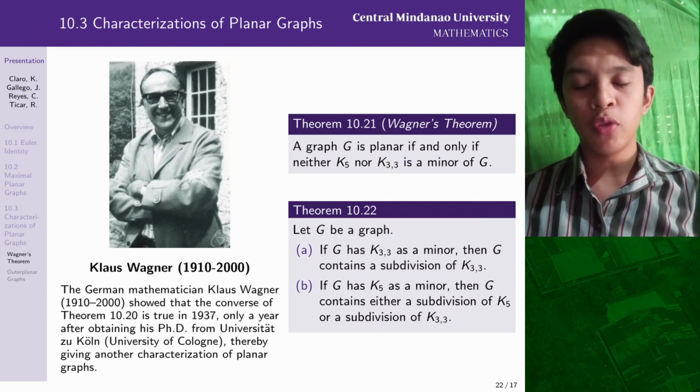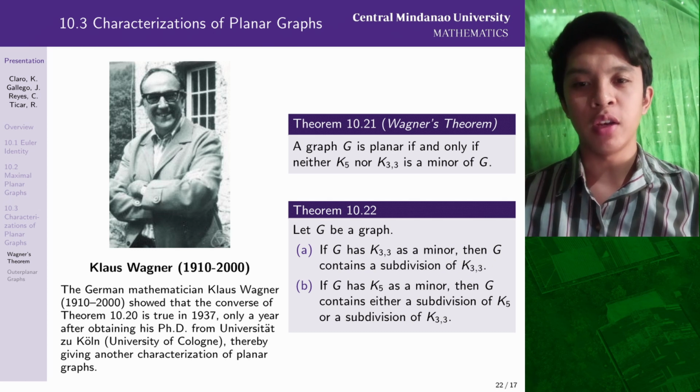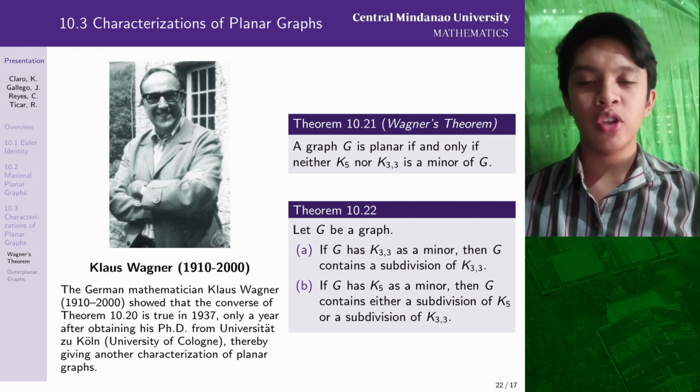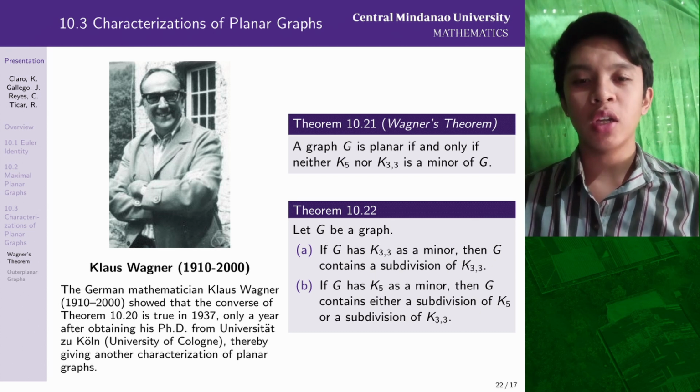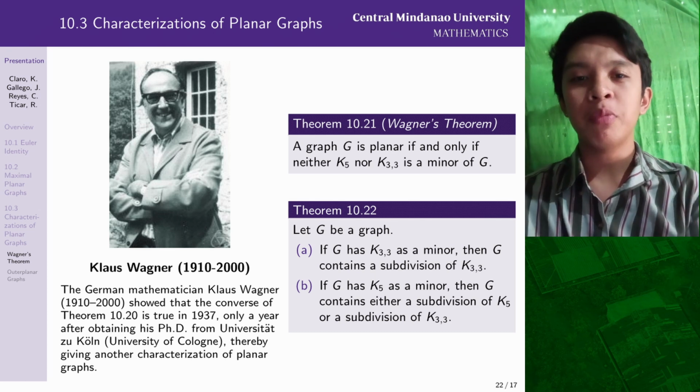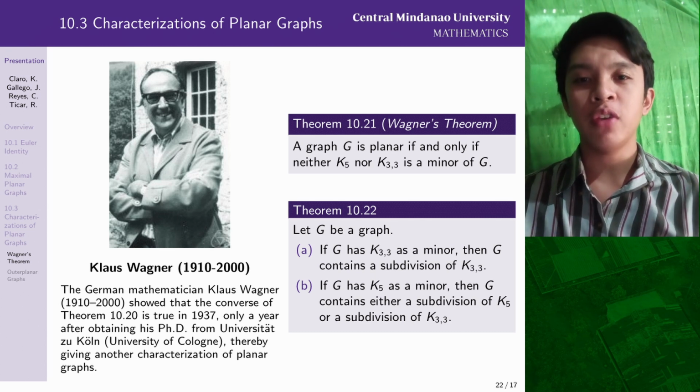And now let's move on to our next topic. The German mathematician Klaus Wagner showed that the converse of Theorem 10.20 is true in 1937, only a year after obtaining his PhD, thereby giving another characterization of the planar graphs. So Theorem 10.21, which is Wagner's theorem, states that a graph G is planar if and only if neither K5 nor K3,3 is a minor of G.